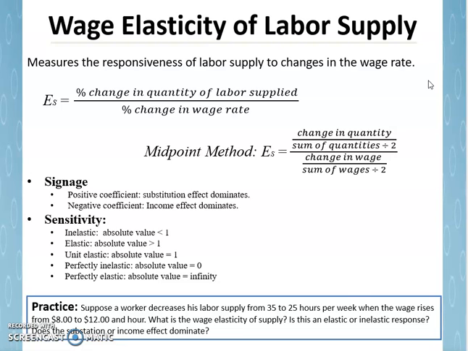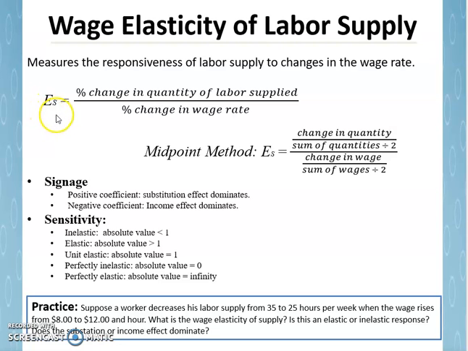For example, we can measure the price elasticity of demand of a particular good and look at how the quantity demanded for that good changes in response to price changes. Here, we're really doing the same thing, but we're looking at how responsive the quantity of labor supply is to changes in the price of labor, which is the wage rate. The formula we use is illustrated here.